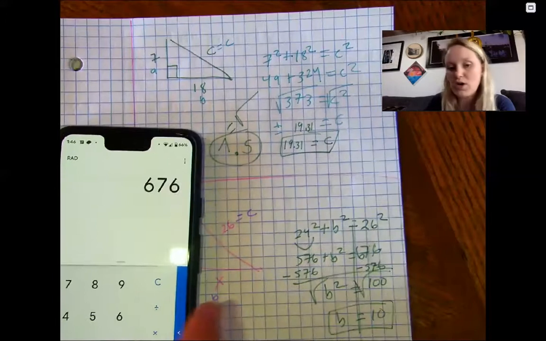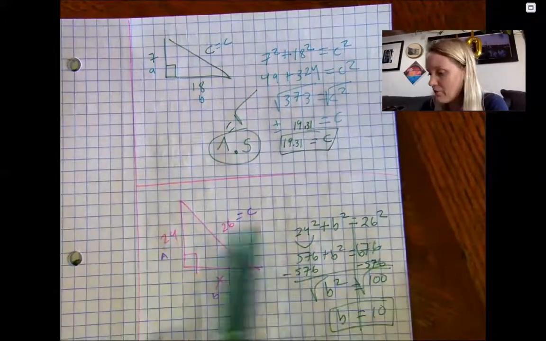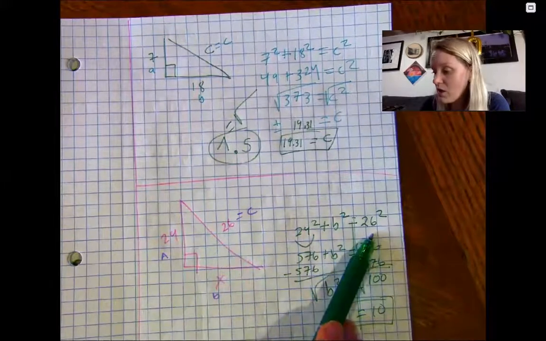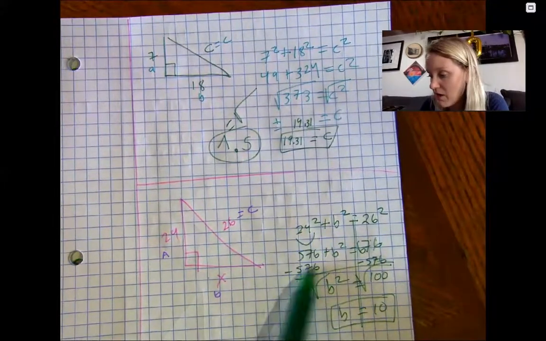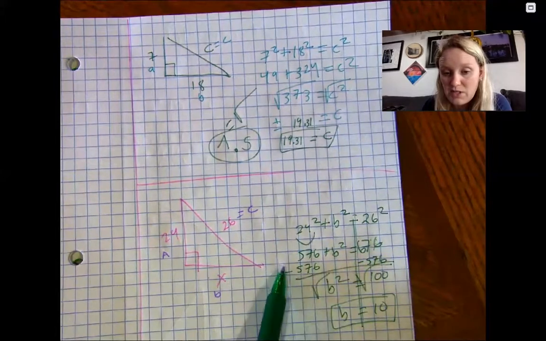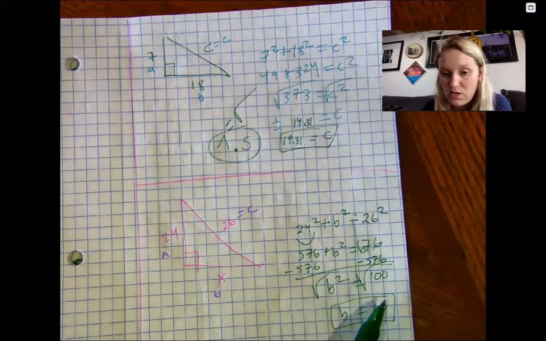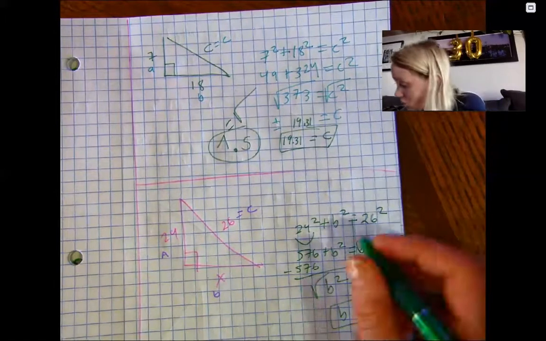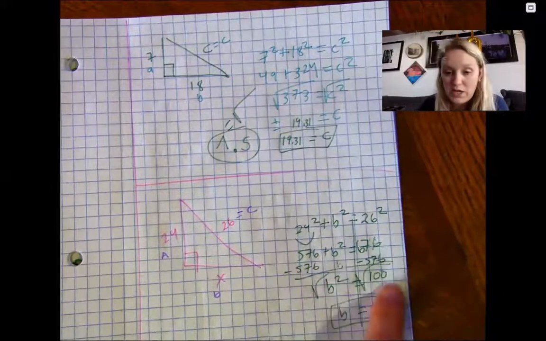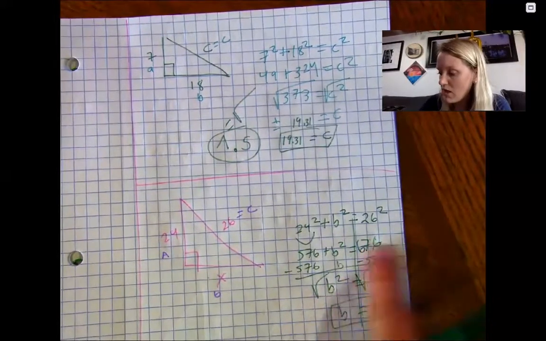So it was the same process here. A went in for A, B went in for B, which was just B. 26 went in for C. I did the order of operations by simplifying. To get B by itself, I do the opposite, so I subtract 576. If B squared equals 100, to get B by itself, I square root both sides, and I get B as 10.